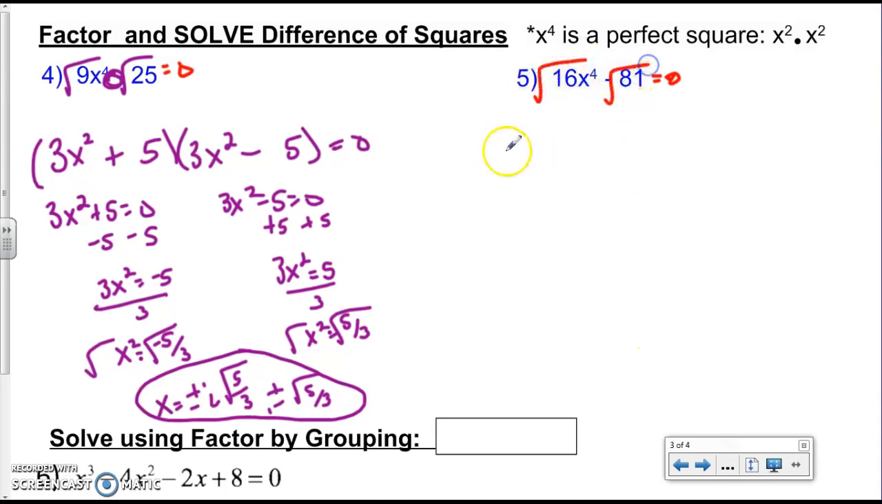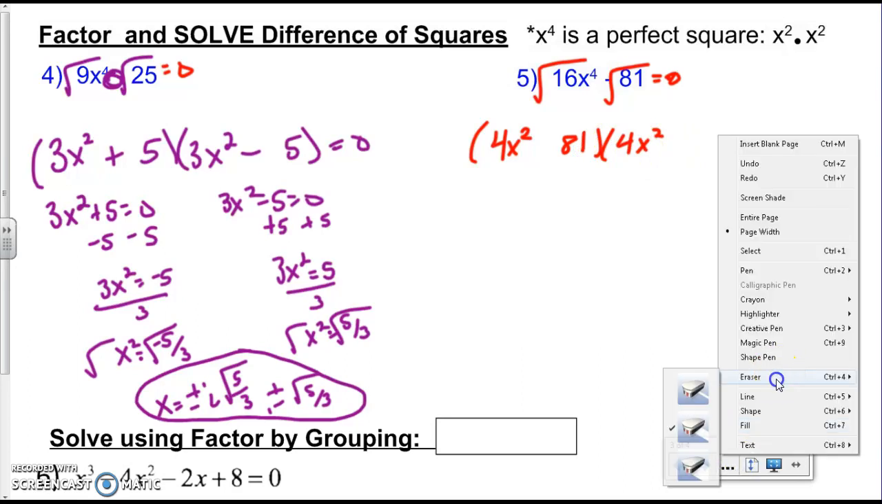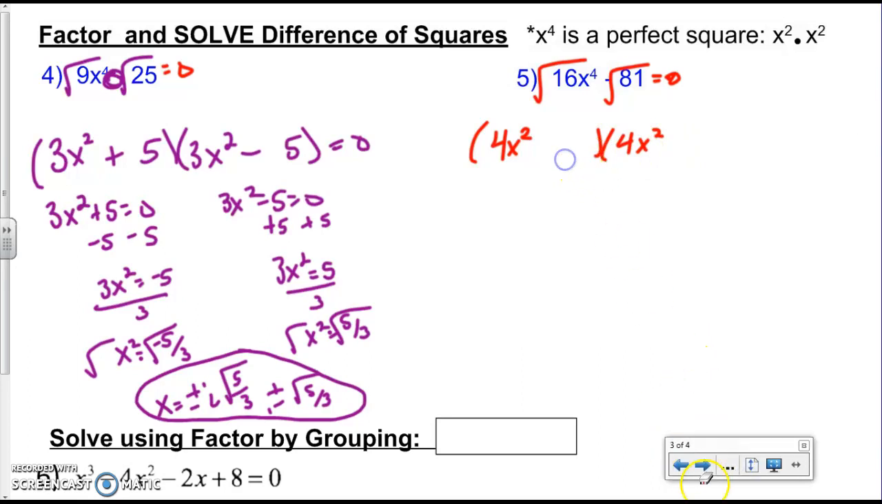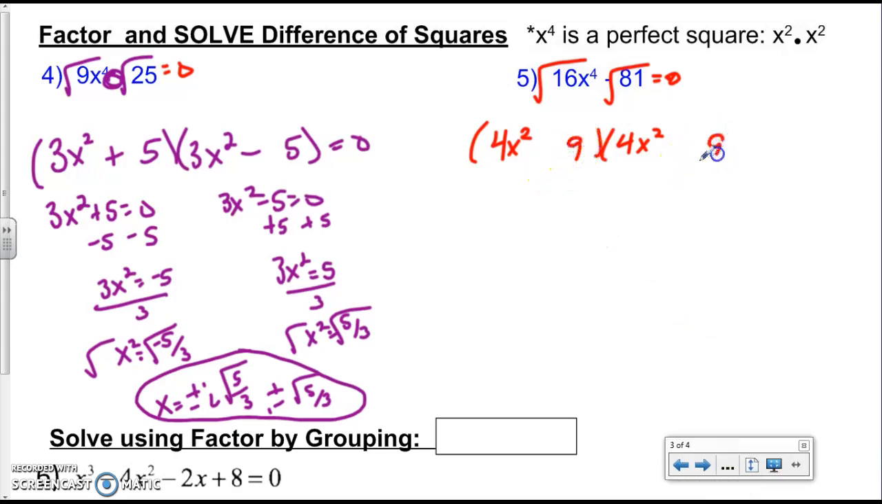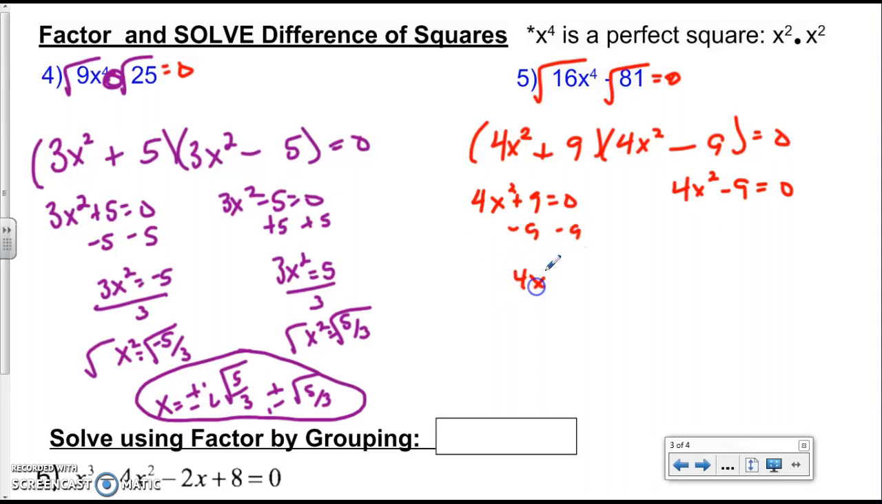Do the next one. Again, square roots. I can take the square root of 16 to get 4. So 4x squared. Square root of 81 is 9. So that's what I want right there. And then one's plus and one's minus. We're going to set each of those equal to 0. This one's a little different here when we simplify, and I'll show you why in a second. You can actually break this down a little more if you want to. You can keep factoring it. You don't have to, because we can solve from here.